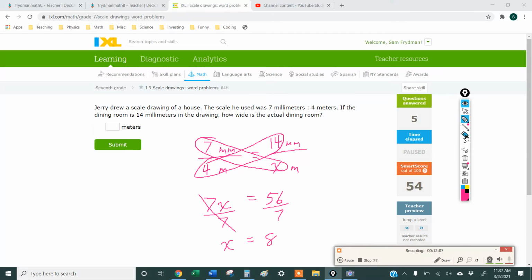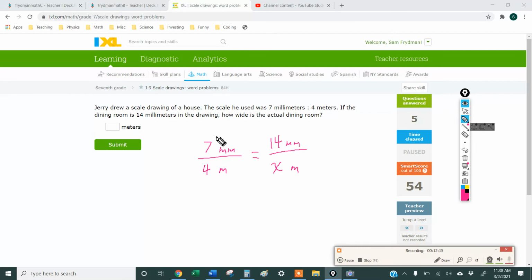Another way that we could have solved that is just to notice, since they gave us pretty easy numbers over here, 7 times what is equal to 14? Well, 7 times 2 is equal to 14. And then if we multiply by 2 down here as well, then we'll get 4 times 2 is 8. Same answer that we got before.